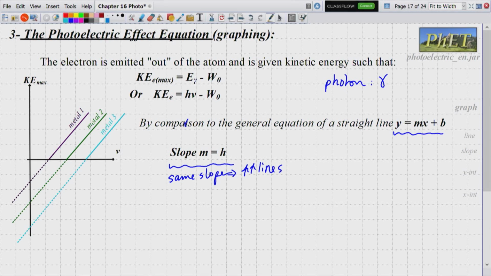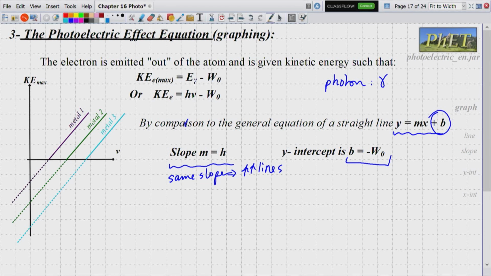And in order to calculate the slope, if you know h, you can use it. If you want to measure h by this experiment, you calculate the slope by using rise over run, or y2 minus y1 over x2 minus x1. Now, on the other hand, the secondary part, the plus b thing, which we call the y-intercept, or some people call it the ordinate at the origin, equals by comparison minus W0. So the y-intercept is b equals minus W0, minus the work function.